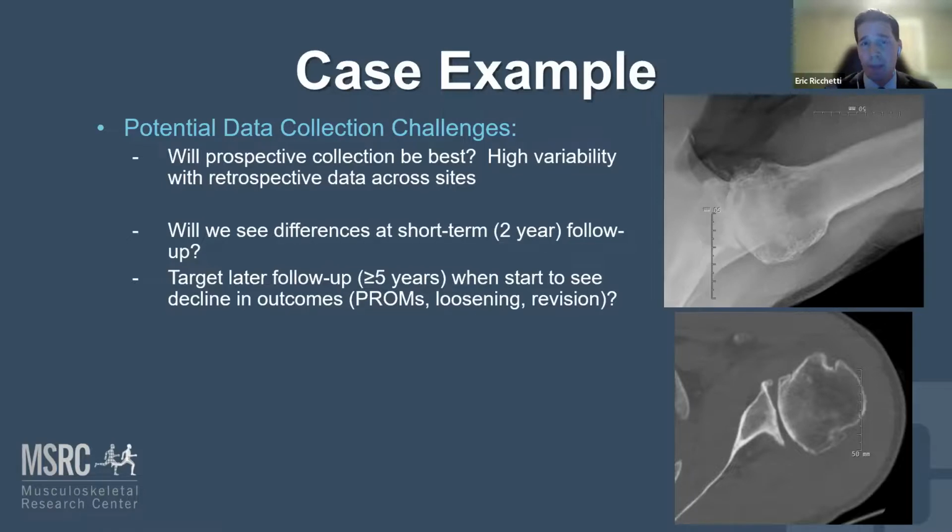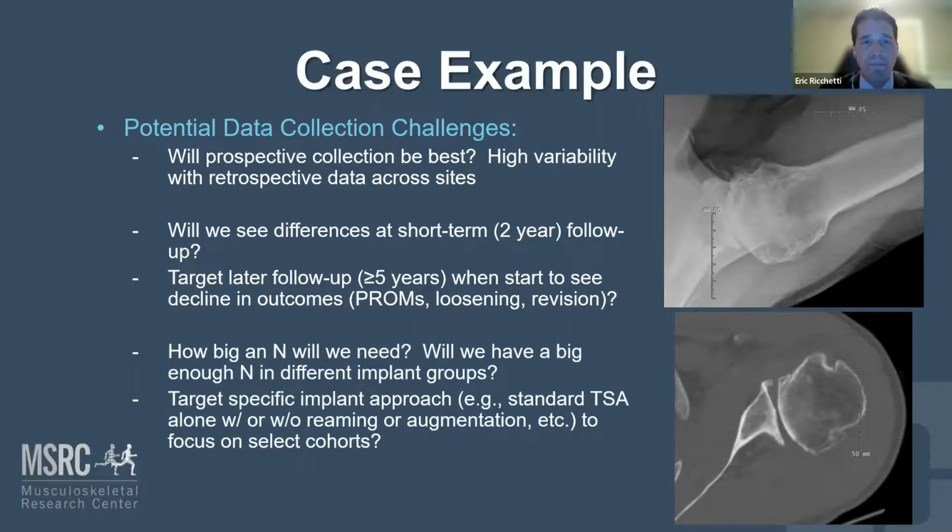And then when looking at prospective data, particularly in the setting of shoulder arthroplasty like this group, we realized that short-term data may not really show large differences between these groups. In these arthroplasty cohorts, we may really need to look at longer-term follow-up with regards to PROMs, rates of loosening and revision, to really see differences in these different cohorts over time.